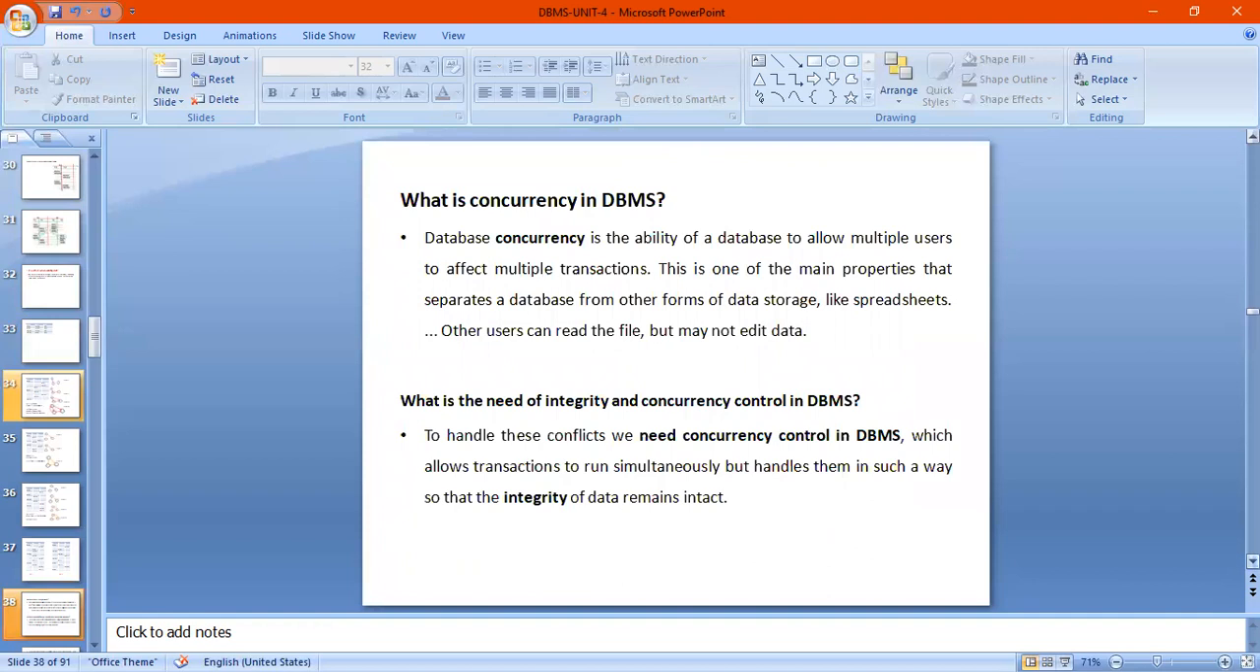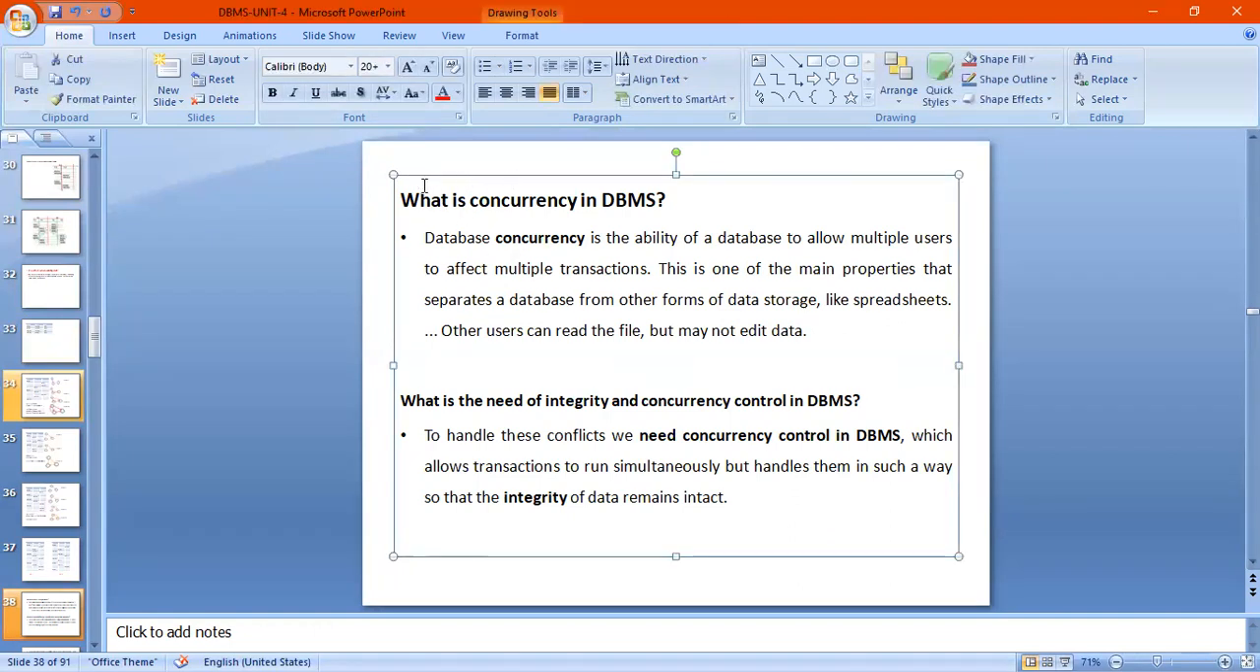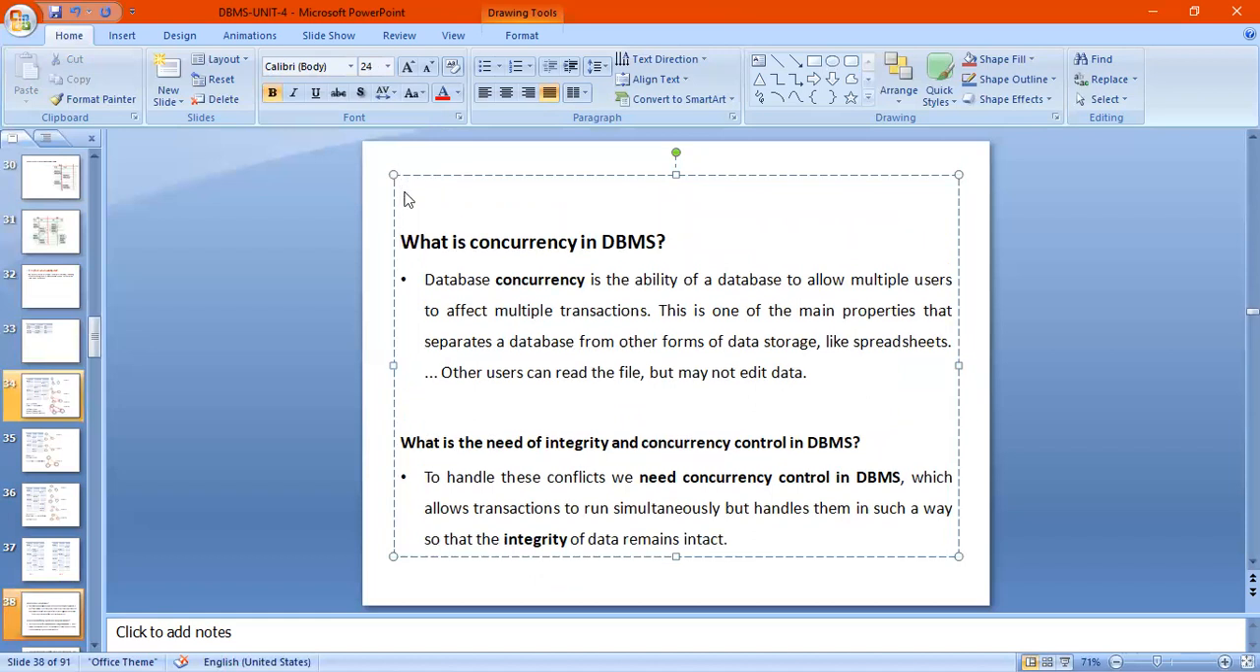Next, what is concurrency in DBMS? The topic is concurrent execution. Before concurrent execution, we have to know what is concurrency in DBMS. Database concurrency is the ability of the database to allow multiple users to affect multiple transactions at the same time. This is one of the main properties that separates a database from other forms of data storage like spreadsheets. Other users can read the file but may not edit data.